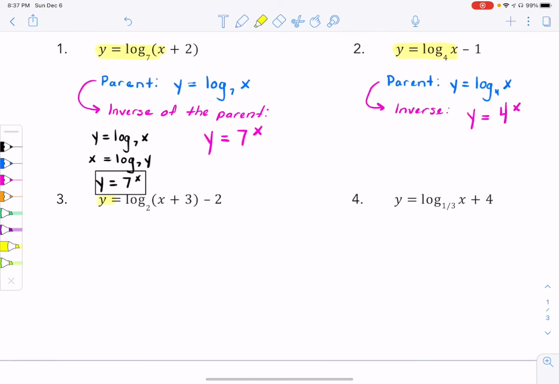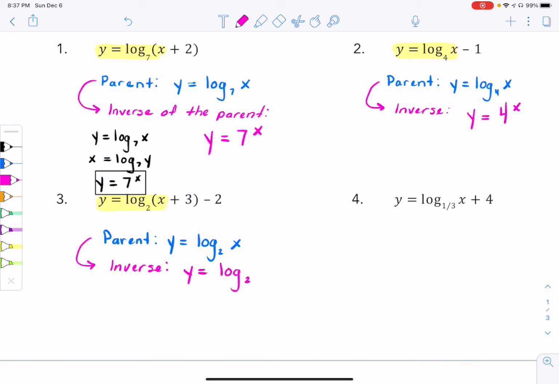Number 3, y is equal to log base 2 of x plus 3 and then minus 2. The parent graph is y equals log base 2 of x. The inverse of this is y equals log base 2. I'm sorry. The inverse is y equals 2 to the power of x.